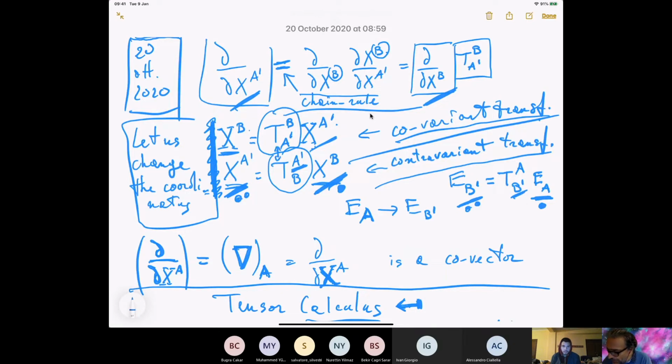There is an abuse of notation because depending on where you have the prime, you are considering a matrix or its inverse. Okay? So when you have the prime down, you have the covariant transformation. When you write the prime up, to be precise, one should write this. Because this is the contravariant transformation. Okay?